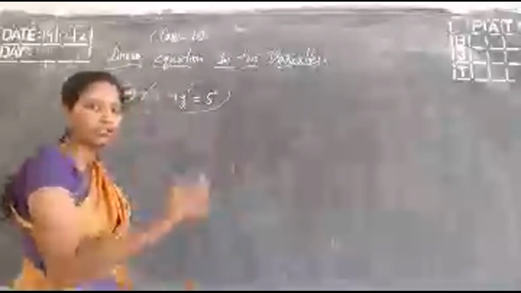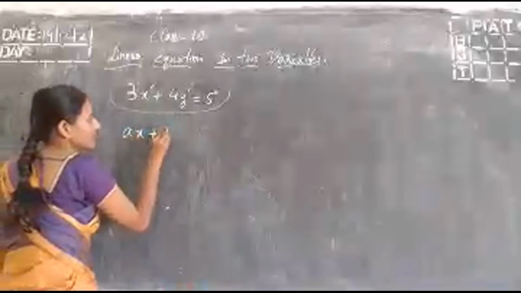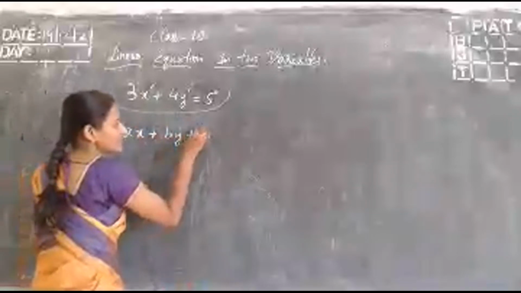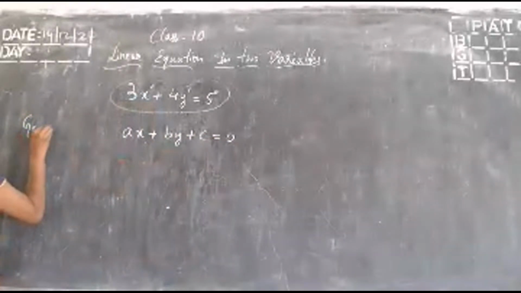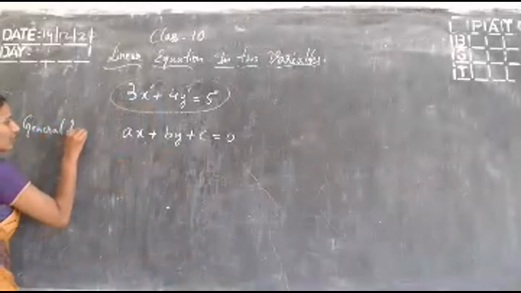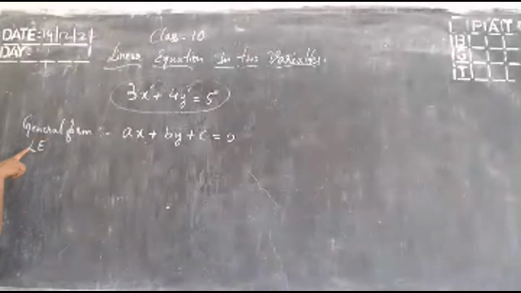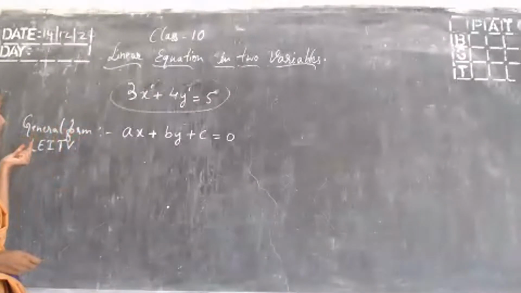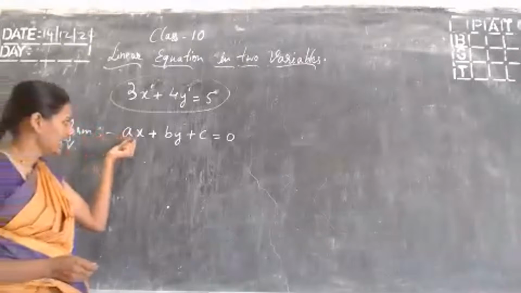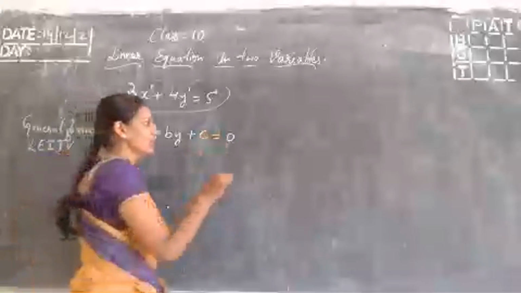We should write the general form of this. How should we write the general form? ax plus by plus c is equal to 0. This is the general form of a linear equation in two variables. I will write it in short form. This is the general form of a linear equation in two variables, that is ax plus by plus c is equal to 0.